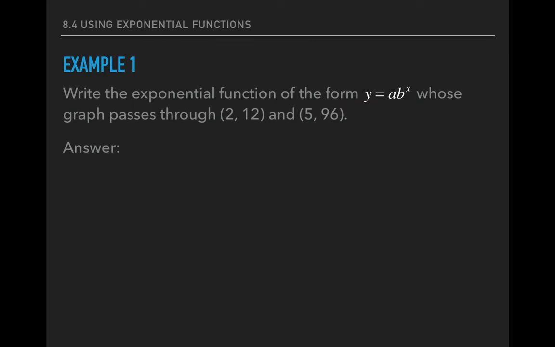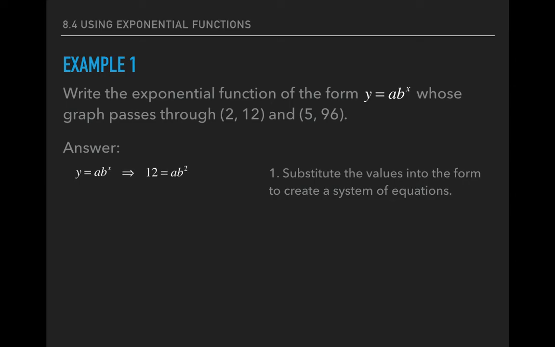So in this first example, we're just kind of learning some strategies. We want to write the exponential function in this form, y equals ab to the x, whose graph passes through those 2 points. Well, to be able to do this, we need to know the a and the b values. And what we'll do is we'll substitute these values that were given, the x and y coordinates, into that form to create a system of equations. Let me show you.